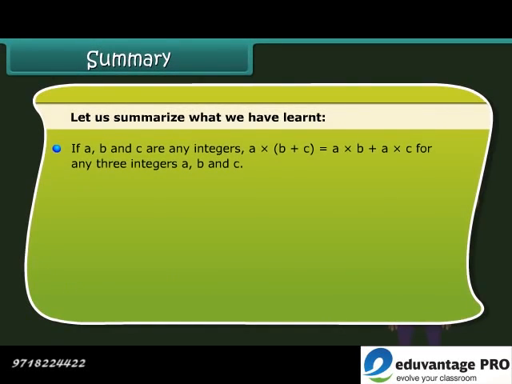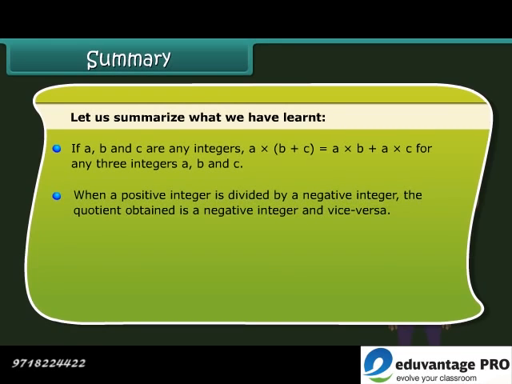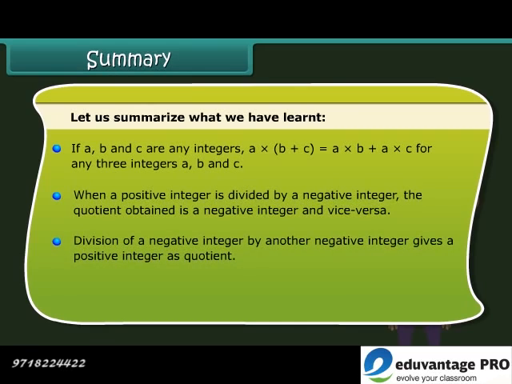If a, b and c are any integers, a × (b + c) is equal to a × b + a × c. When a positive integer is divided by a negative integer, the quotient obtained is a negative integer and vice versa. Division of a negative integer by another negative integer gives a positive integer as quotient. For any integer a, a divided by 0 is not defined, and a divided by 1 is equal to a.